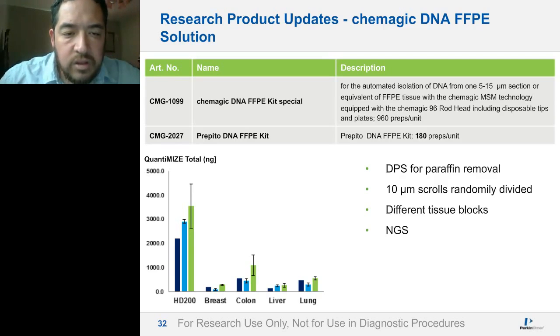We also have a smaller instrument that's capable of isolating similar volume samples to our 96 rod head, called the chemagic Torpedo, which can do 12 samples at a time. This gives an example of how we do. Compared with competitors A and B in blue, our solution in green shows that we get a higher yield of total nanograms in various tissues, including breast, colon, liver, and lung. So you can see with these different tissue blocks, we have a very good method of isolating genomic DNA from FFPE samples.